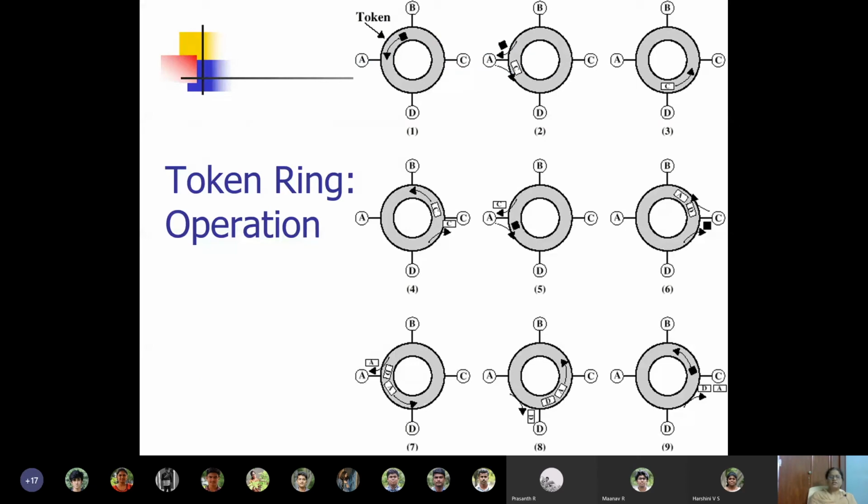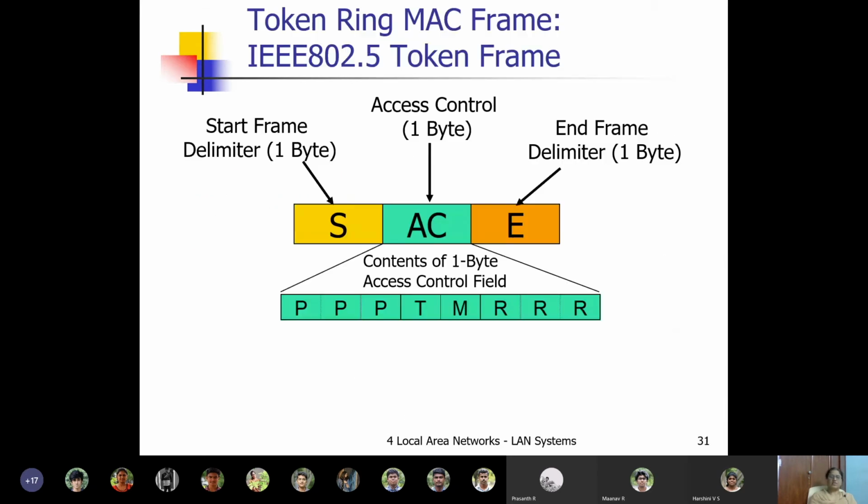This illustration depicts the formation and the circulation of the token. This is the token, and you see it is transmitted from one station to another. Whenever a station has anything to transmit, say C has something to transmit, it will capture the token and then send the frame. Suppose it sends a frame to D. After D receives the frame and sends an acknowledgement, C will once again generate the token and retransmit.